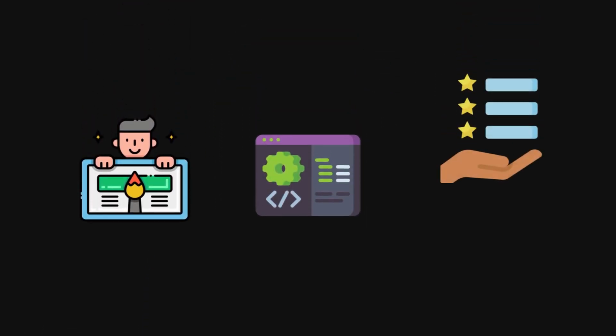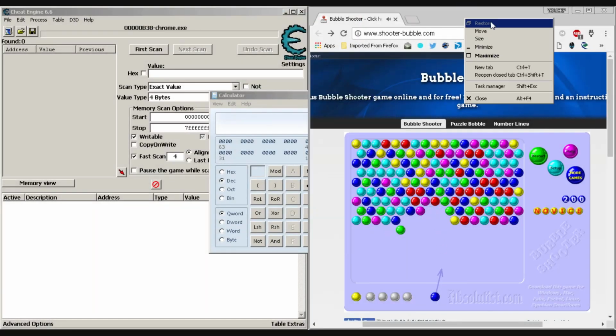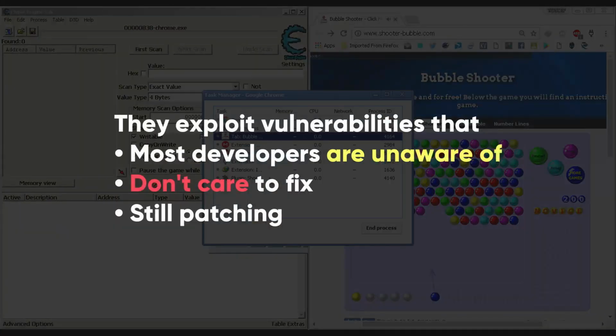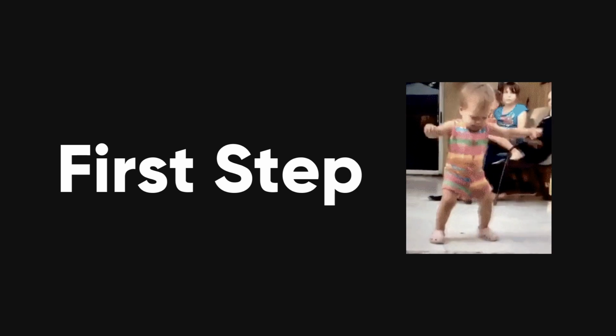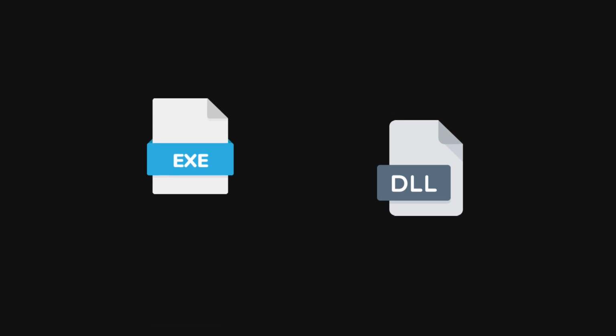They have a front-end, a back-end code base, and features like security and design elements. However, game cheats differ from regular game plugins because they exploit vulnerabilities that most developers are unaware of, don't care to fix, or are still patching. The first step in developing a game cheat is to find a vulnerability within the game's executable file, exe, or a dynamic link library, DLL.